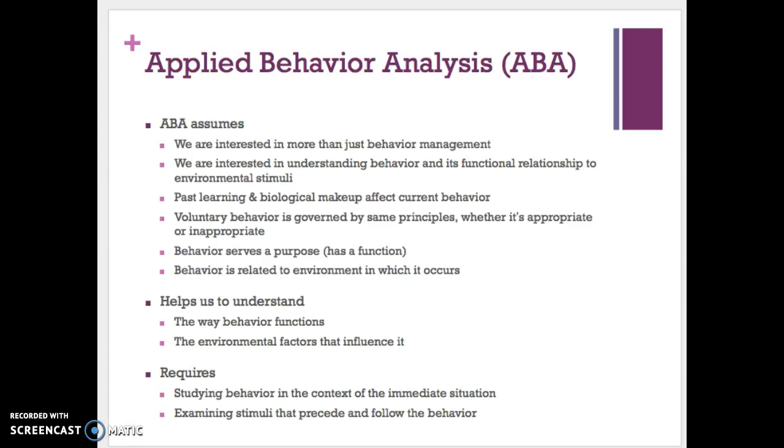This helps us to understand the way behavior functions, the environmental factors that influence it, and it requires studying it in the context of the immediate situation and examining stimuli that precede and follow the behavior. So as we move on in this class, IBCP step 3, it's not really worksheet 3, we'll look at data collection methods and environment. So we'll be digging into that a little bit more.